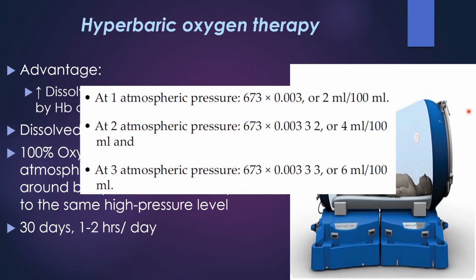So at 1 atmospheric pressure, these are all the values. At 1 atmospheric pressure, it is 2 ml per 100 ml. At 2 atmospheric pressure, it is 4 ml per 100 ml. At 3 atmospheric pressure, it is 6 ml per 100 ml. So this is how they administer the oxygen. They increase the atmospheric pressure with the pure oxygen supply in the chamber.